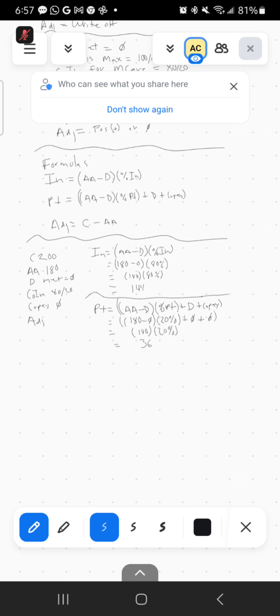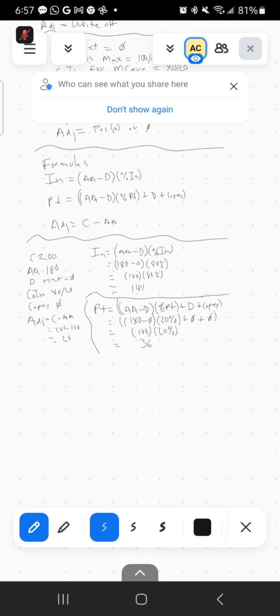Now, the last question that they could ask is what the patient's responsibility is, or they could ask what's the insurance responsibility, or they could ask how much is the adjustment. So for adjustment, the formula is charges minus allowed amount. And charges minus allowed amount will be $200 minus 180 is $20.